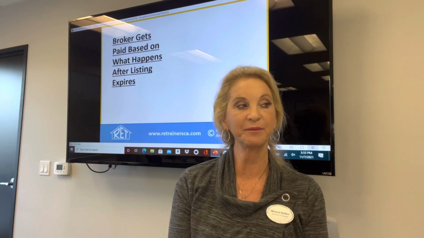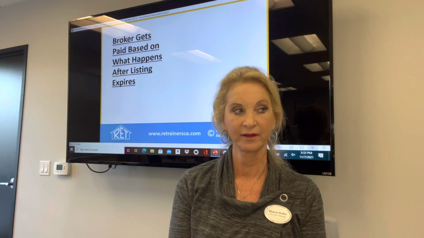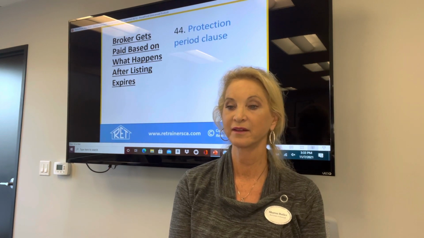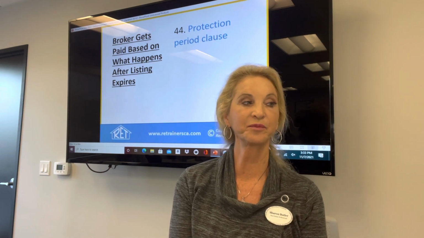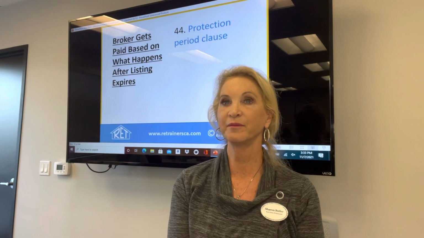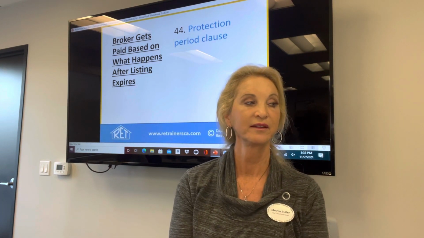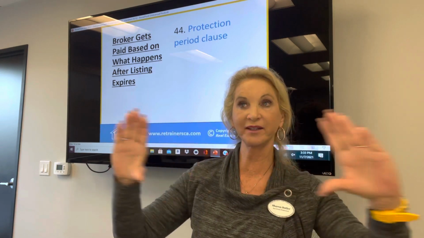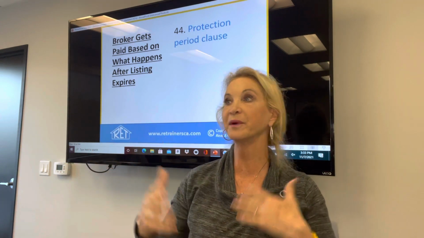Broker gets paid based on what happens after the listing expires. This is called the protection period clause. So on the listing contract, there's a little section that says protection period. I don't know how many people fill it out. I always put 90 days. So basically that protection period says, okay, in that section, let's say that you have a listing for 6 months and you show it to a bunch of people.